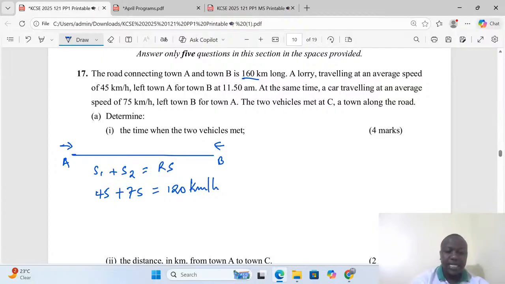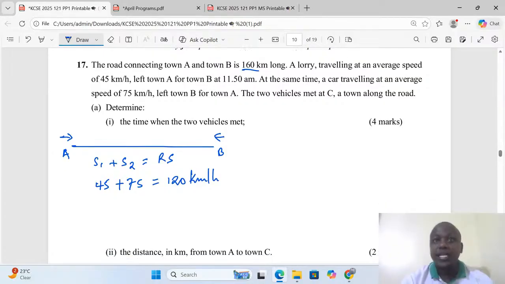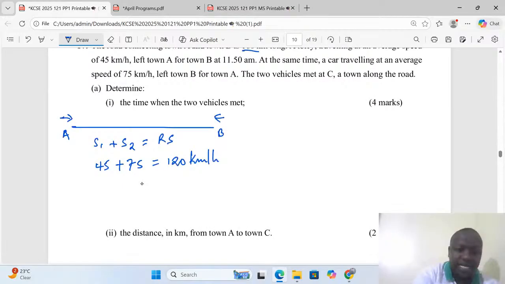Now, if that is the approaching speed, then we ask ourselves, what is the distance to be covered? We can talk about the relative distance, the distance between the two vehicles by 11:50.